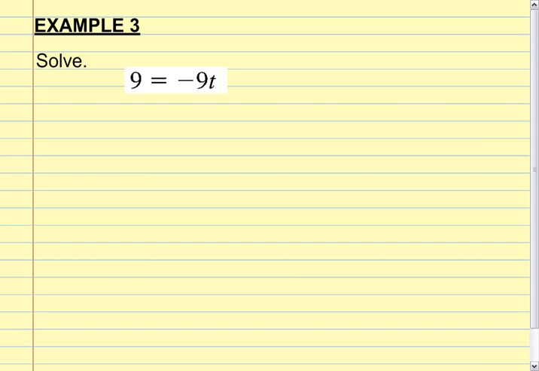What does it mean to solve, Aiden? To get the variable by itself. Get the variable by itself. Now, wait a minute. The variable is not by itself right now. What's with it right now, Elizabeth? -9. A -9. And what's happening between the -9 and the variable, Elise?